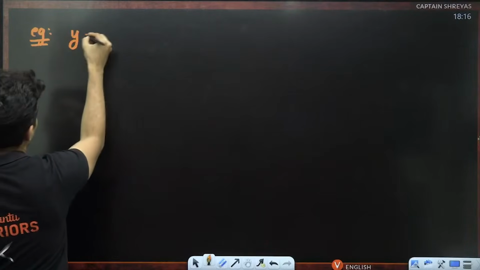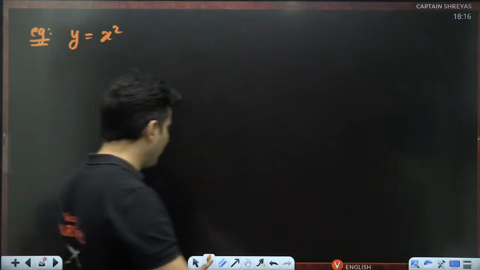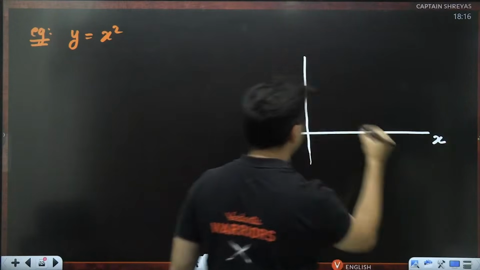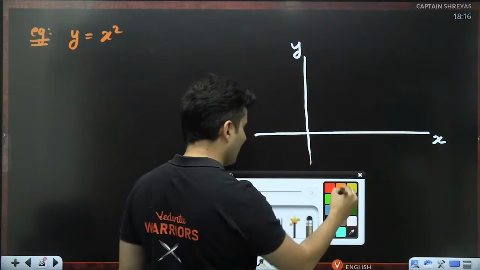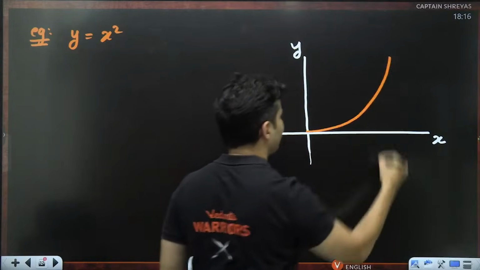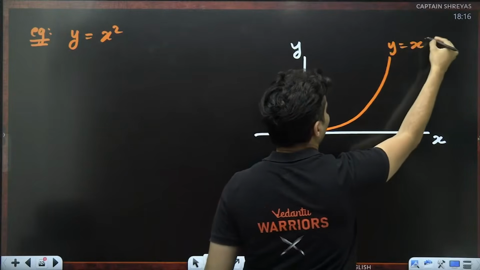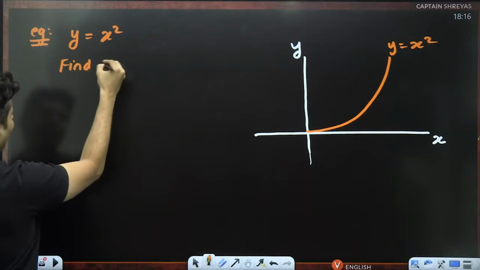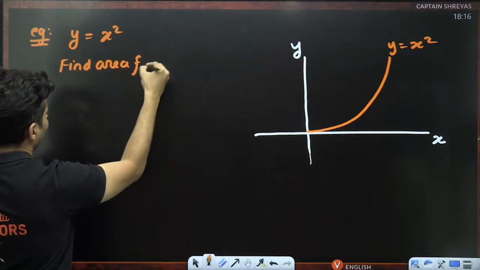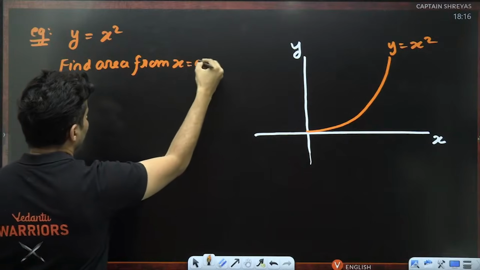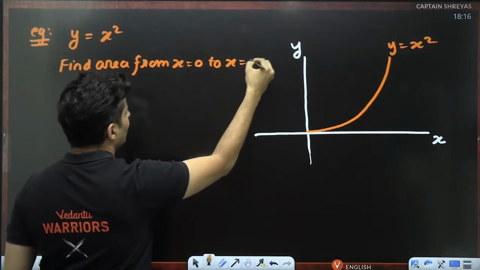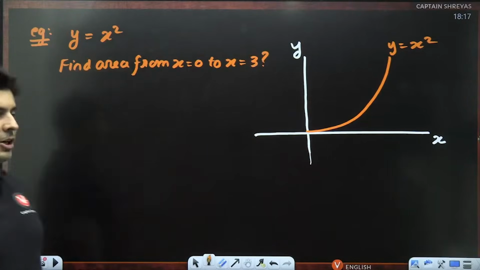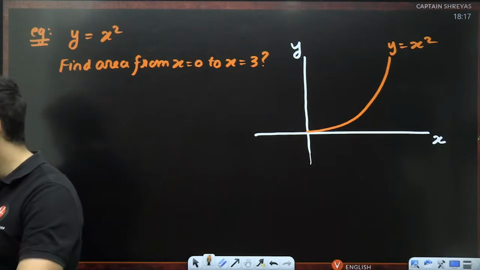Imagine y is equal to x square. We know x square means it's a parabola. This is x, this is y. I know how the graph is going to look. It is going to look like this. This is y is equal to x square. Question: find the area from x equals 0 to x equals, let's say, 3. Okay, that is the question. From x equals 0 to x equals 3, that is what we have to find.